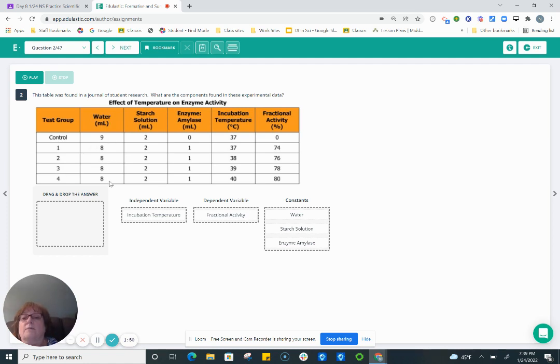They all pretty much have the same water, so that's a constant. They get the same amount of starch, that's the same. They all pretty much have the same amount of enzyme amylase, so that's a constant. What they're changing is the temperature. That's your independent variable, is what I can change. And the result of changing the temperature is the activity of the amylase. So that's the dependent variable.